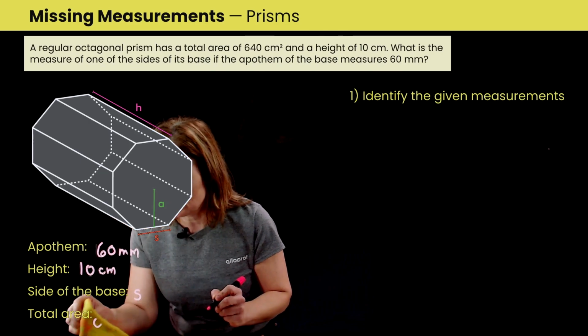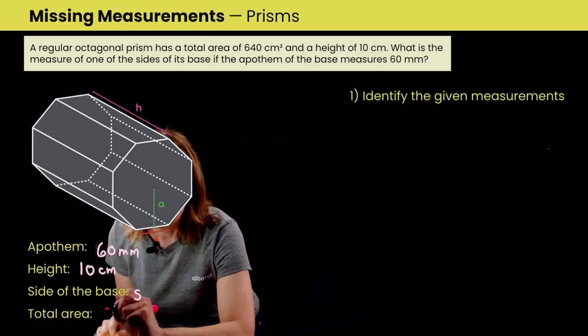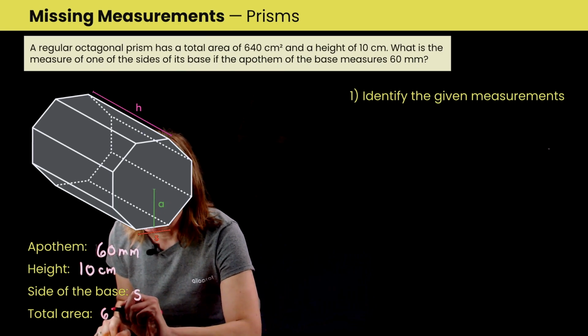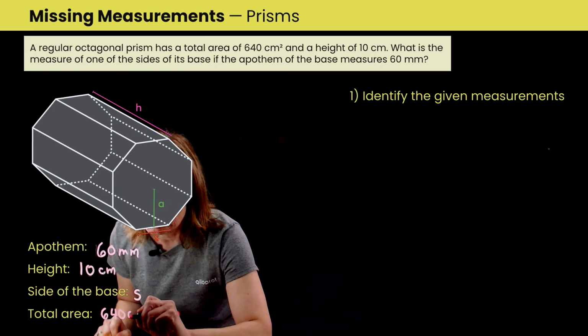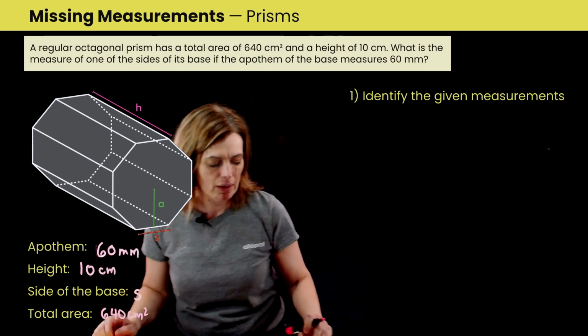Oh, it's a little low. So I'll just try that again. That's a little bit better. So 640 centimeters squared. All right.